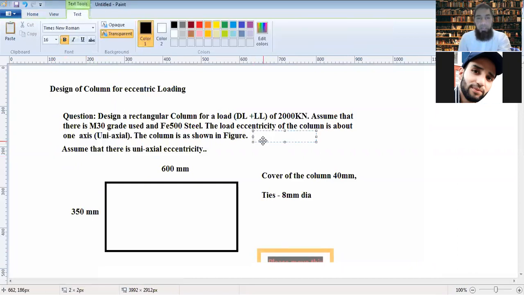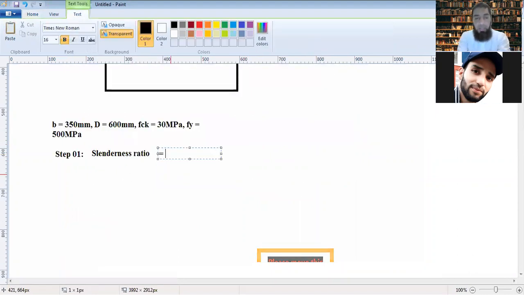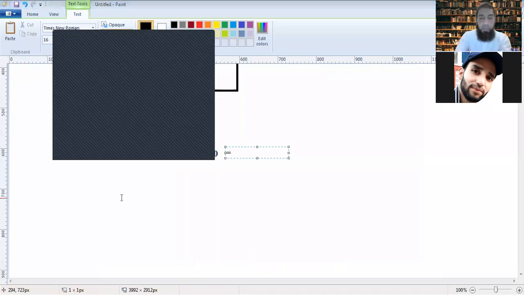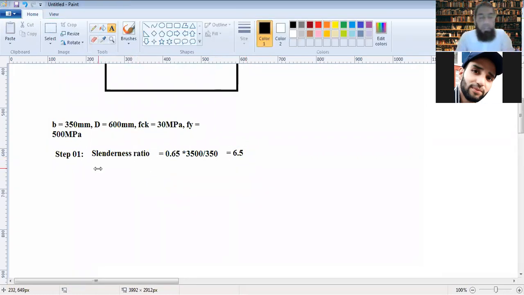One thing is not given here. Let's have the length of the column as 3.5 meters. The slenderness of the column, if both the ends are fixed, would be 0.65 into 3500, that's the length, divided by the minimum of the two, 350. So we are calculating about the least sectional dimension, that is 0.65 into 3500 divided by 350, 6.5. So in terms of slenderness, it's okay, it's a short column.